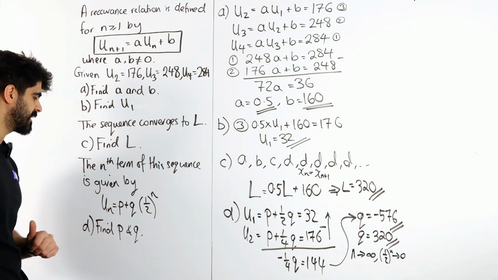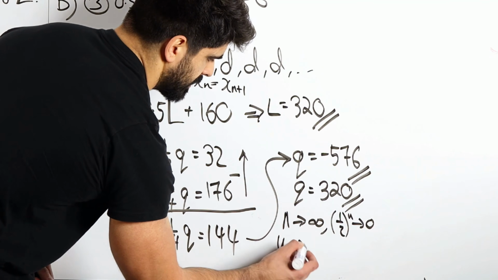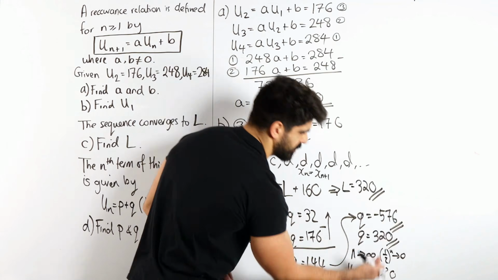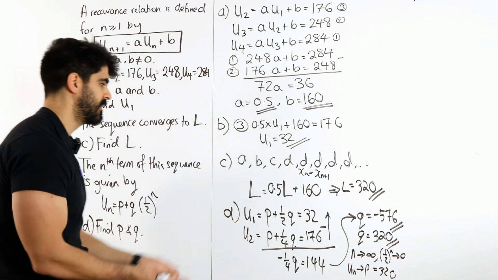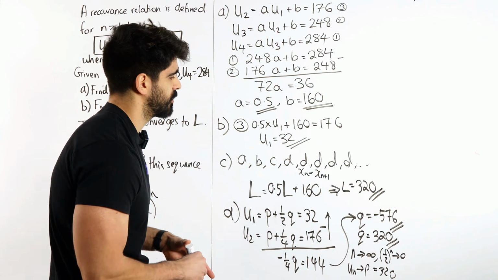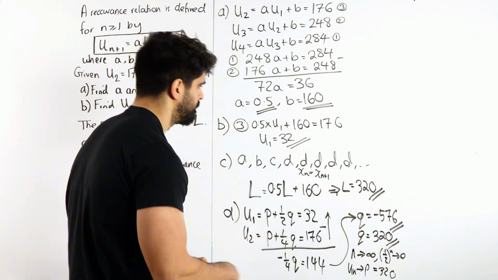But un has a value of 320. So un is tending towards p, which is 320. And then there you go, you get your 320. Then you could sub it in to any of these, which you would have to do this anyway, that you can rearrange to work out q. But yeah, that's how we do this one.